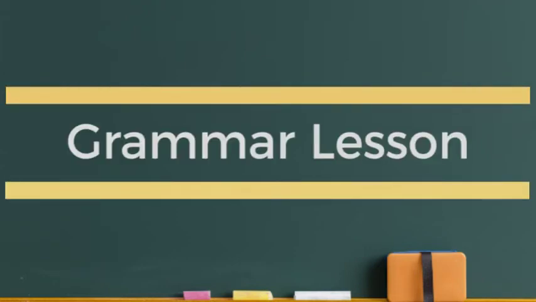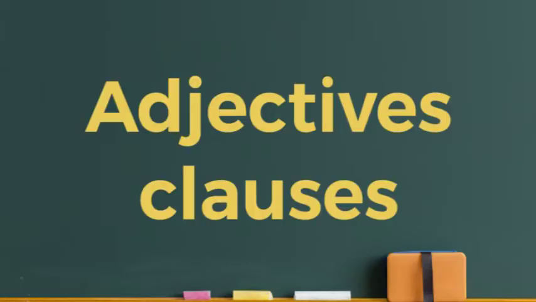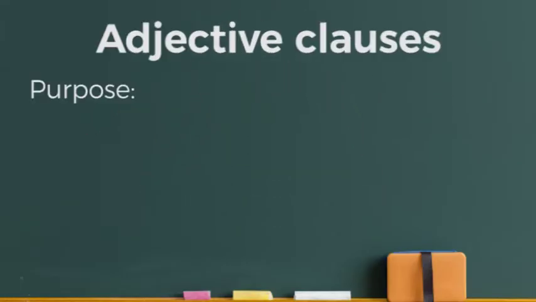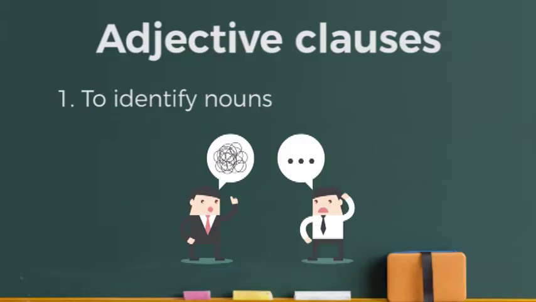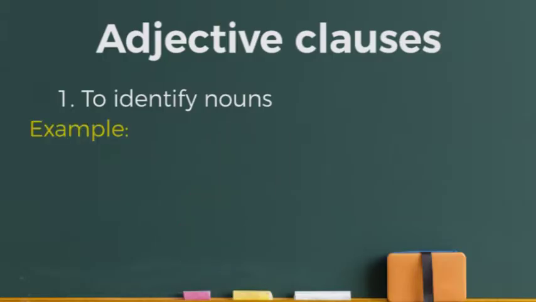Today, we're going to talk about adjective clauses. We usually use adjective clauses for two things. First, we use them to identify a noun. This means that we give information that is essential to understand what noun we are talking about. Let's look at an example.